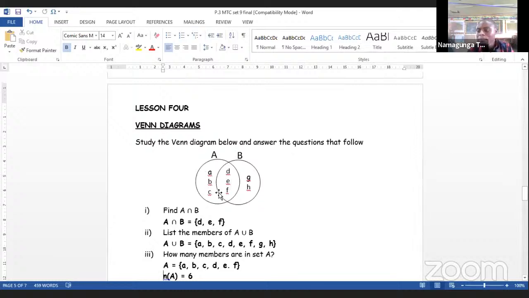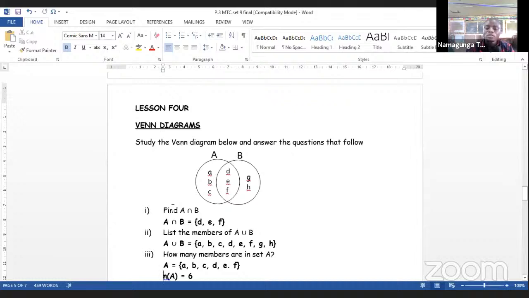Are we together? Then this one here is set B. Still all these members, even those in the intersection, also belong to set B. So we have D, E, F, G, and H.